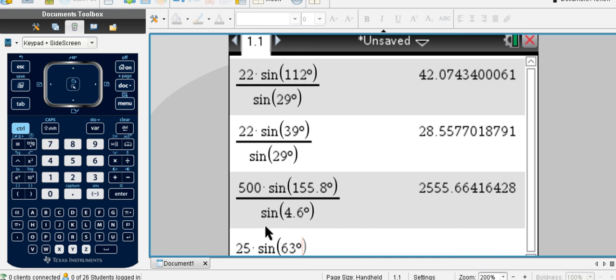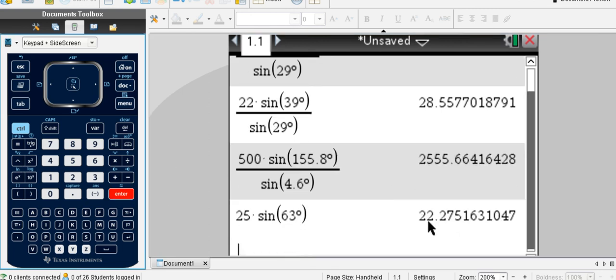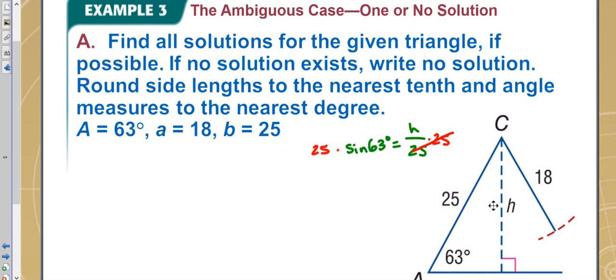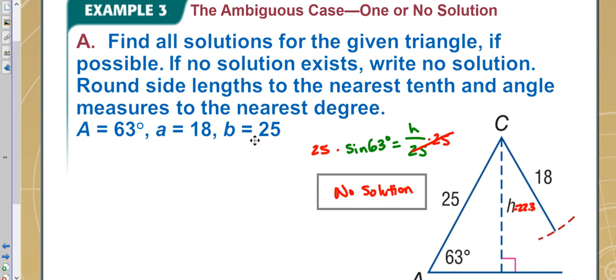You type this in, I want to find out if that height is bigger than 18. Yeah, it's 22.3. So over here, this height is 22.3. That runs into problems because if that's 22.3, this 18 will never reach. So there's not going to be a solution here. We could determine it that way. But had you not had the drawing and you had to solve this, well, what would you do? Well, let me show you.